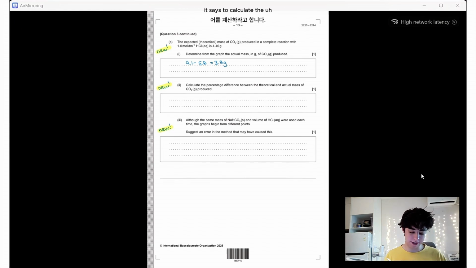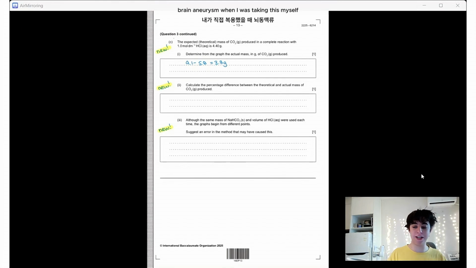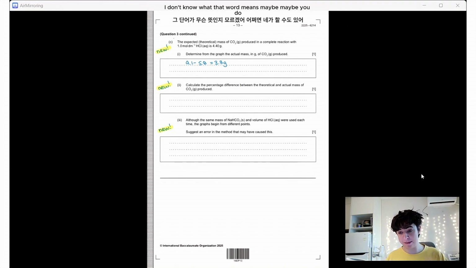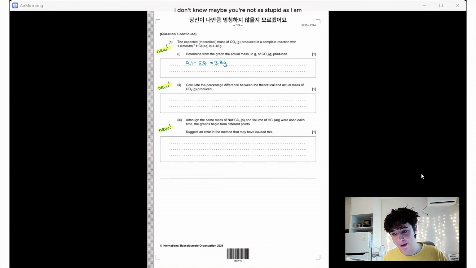For part 2, it says to calculate the percentage difference. Keyword is percentage difference here. I actually had a brain aneurysm when I was taking this myself, and I misread that as percent yield. And I bet you all did too. You were probably like, I don't know what that word means, so I'm going to think it's yield. It's not. They're 2 different things.